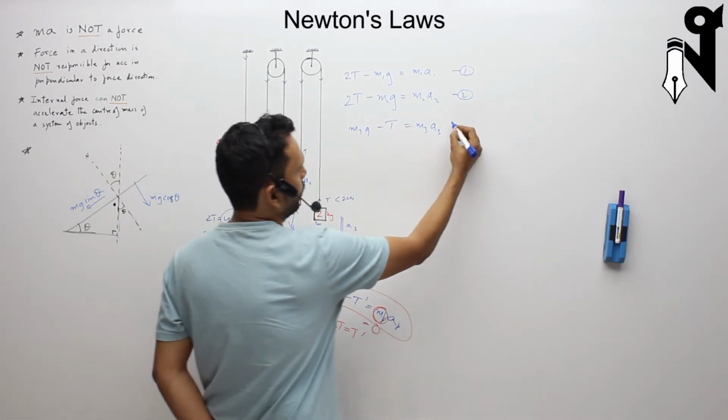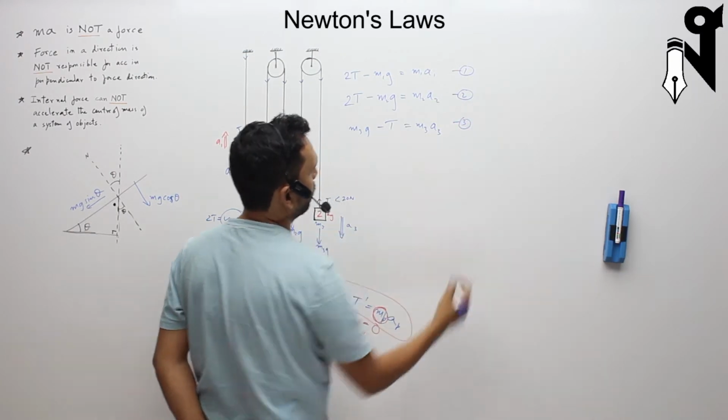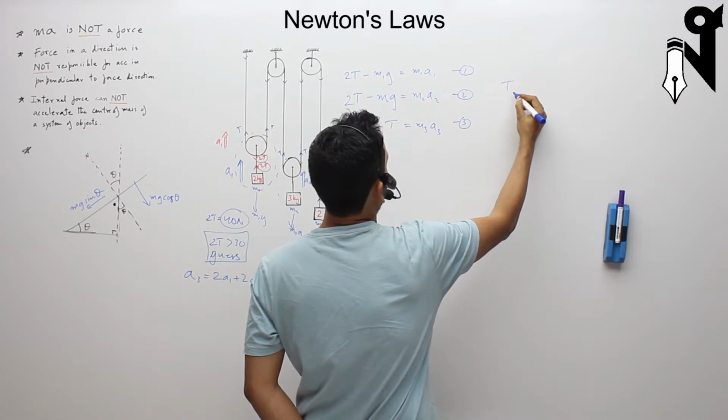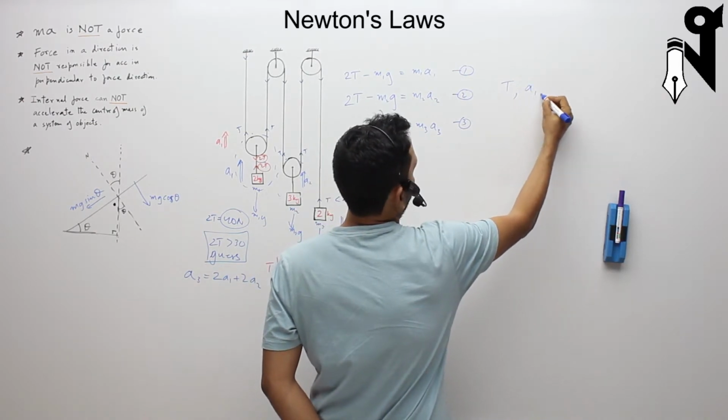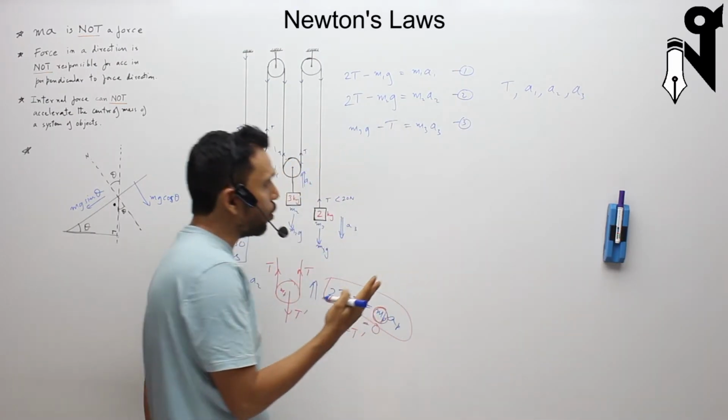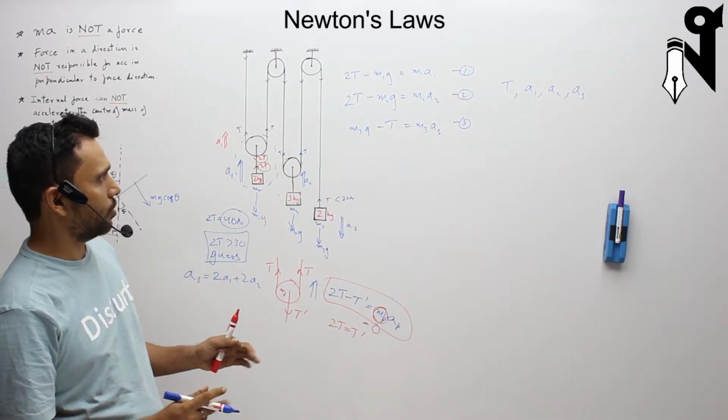So what do we see? How many equations we have got and how many variables we have got? Let us count them. We have got 3 equations and the variables are: T is a variable we don't know, a1 is a variable, a2 is a variable, a3 is a variable. We have got 4 variables, we have got 3 equations, which is not good enough.